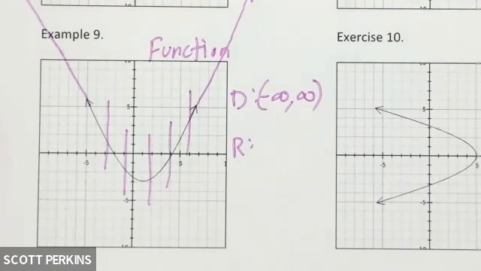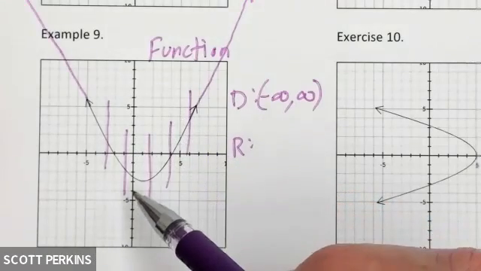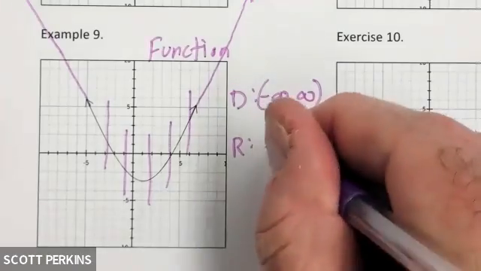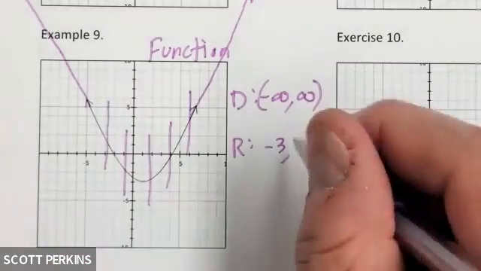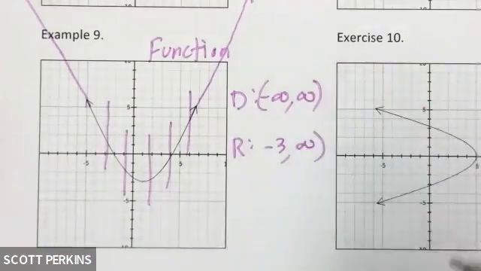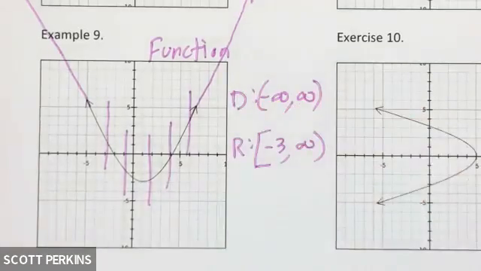The range then, what's the furthest down in the y direction this graph goes? -3. And then what's the furthest up it's going to go? Positive infinity. Great job. We always use a parenthesis at infinity. This does go through -3, so I'm going to use a bracket at that side.